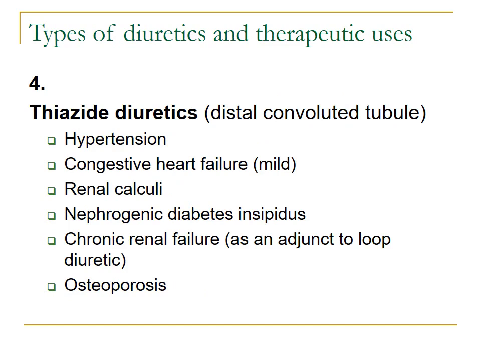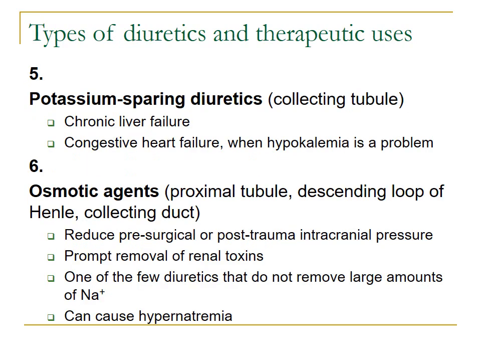4. Thiazide diuretics act at the distal convoluted tubule. Uses: hypertension; congestive heart failure, mild; renal calculi; nephrogenic diabetes insipidus; chronic renal failure, as an adjunct to loop diuretic; osteoporosis. 5. Potassium-sparing diuretics act at the collecting tubule. Uses: chronic liver failure; congestive heart failure, when hypokalemia is a problem.